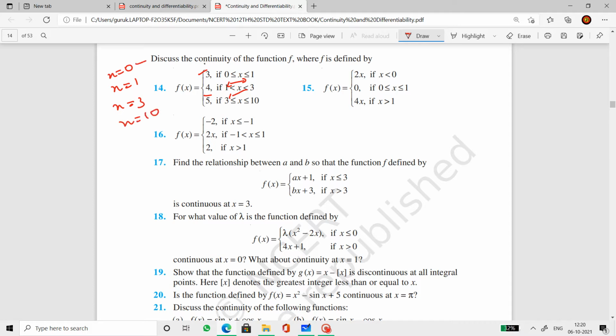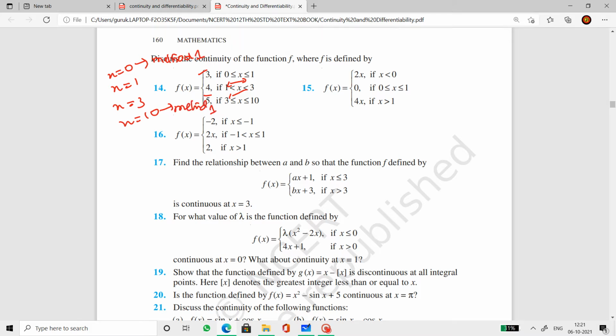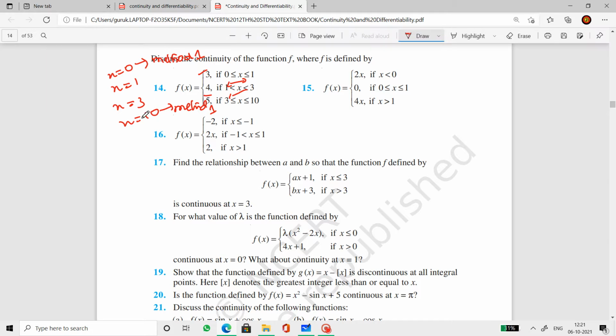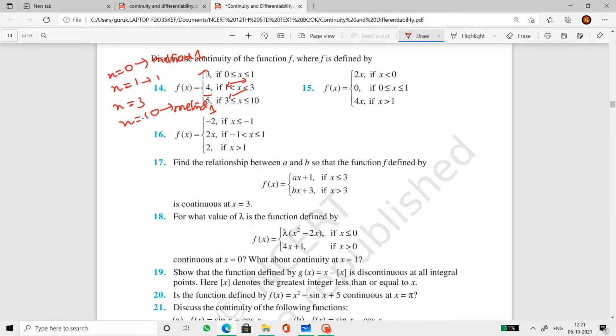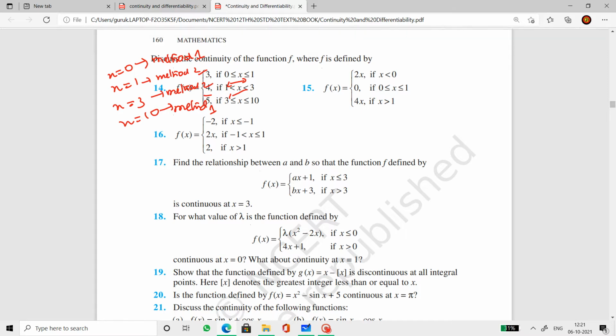When you do it for 0 and 10, we do method 1, wherein we don't need to do LHL or RHL. But when you do it for 1 or 3, you have to do LHL, RHL and f of a. That means we have to do method 2 here. So for 1 and 3, it's method 2. For 0 and 10, it is method 1.